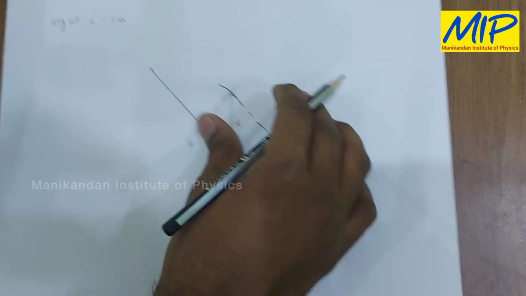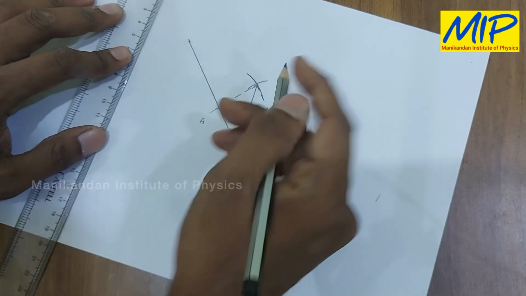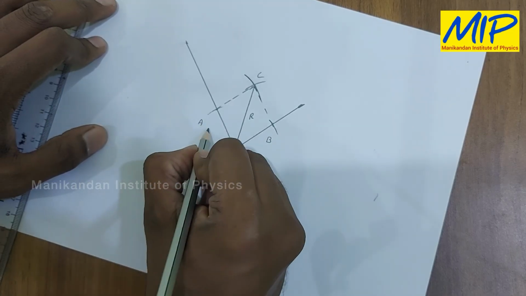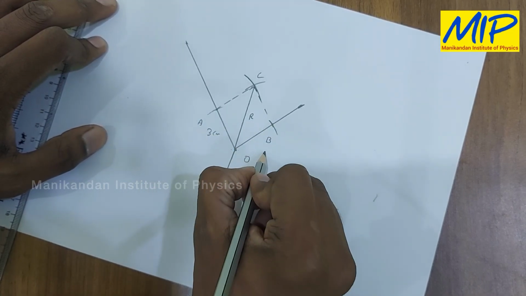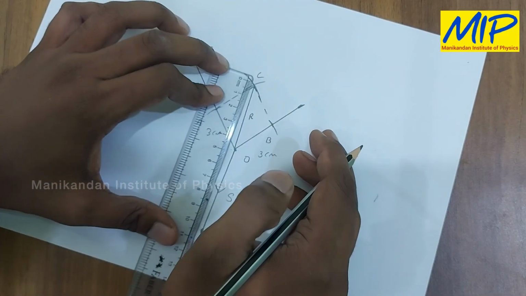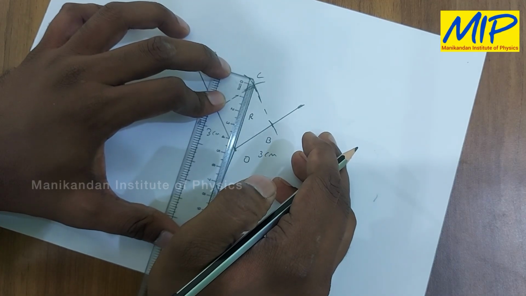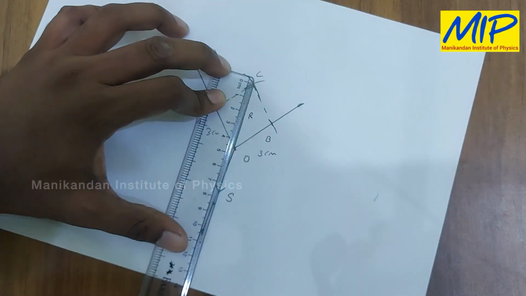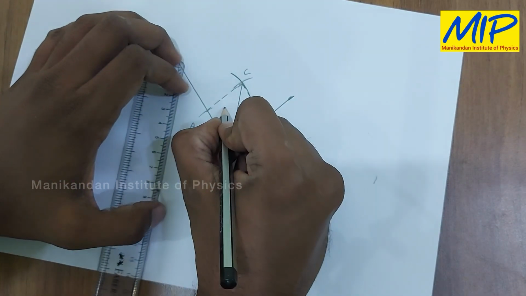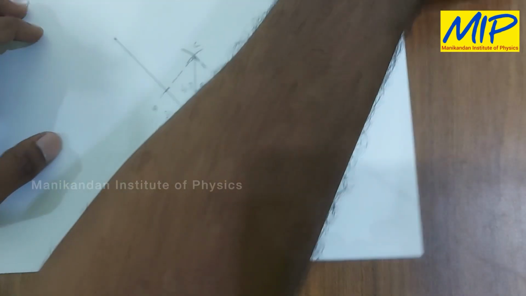So now if I take the distance from O to R, so actually O to A is 3 centimeters, O to B is 3 centimeters, and then what is my distance between O to R? From here to here I am measuring approximately 4.7. Okay, now I am going to substitute these values in the table.